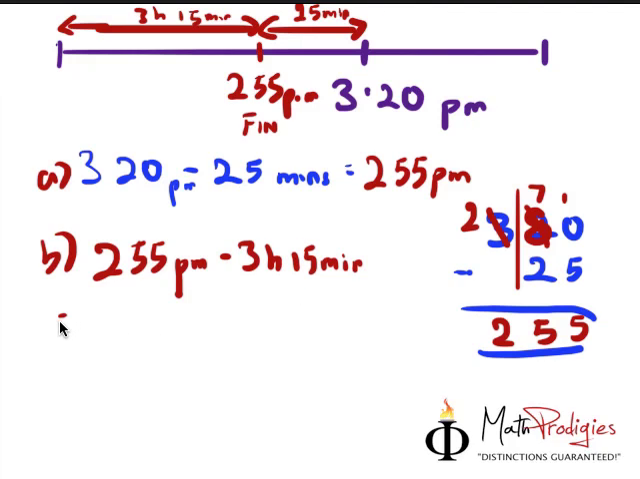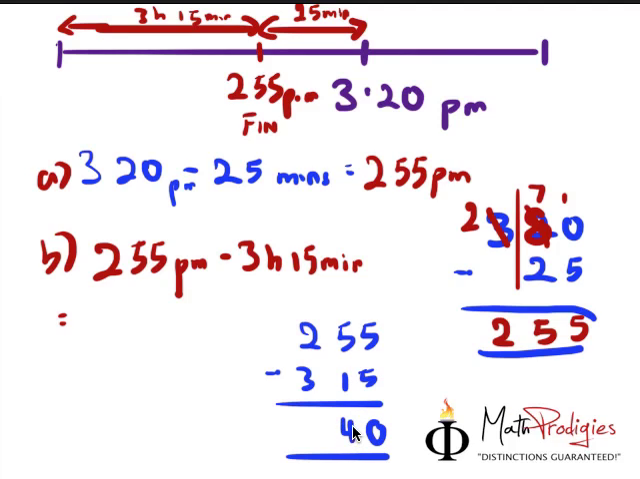So equals to, okay, do the working again. The working is this way. I'm going to draw again. 2:55 minus 3:15. So here's a different one. Because can 55 minus 15? Yes, it can. So we don't need to borrow anymore. 5 minus 5, 0. 5 minus 1, 4.